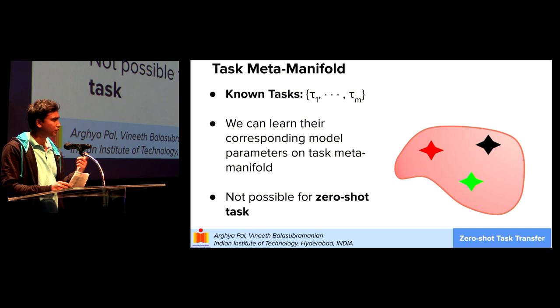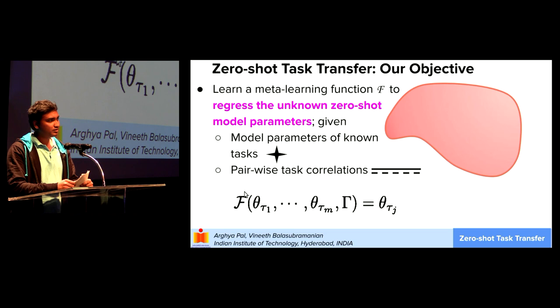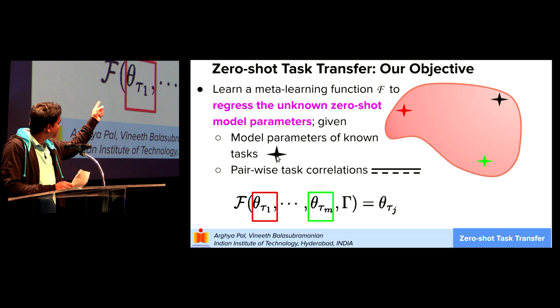So the idea is that we can learn a meta function, F. Given the model parameters of known tasks, that is the red stars, and the black and the green stars.